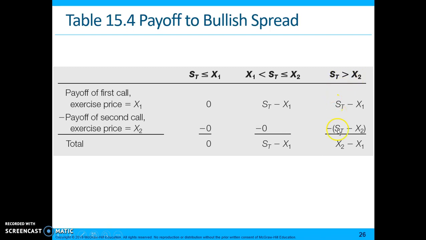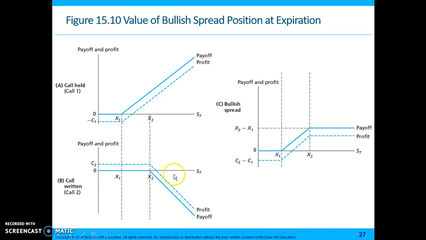So our payoff in this case, we have the stock price minus the lower strike price, and then we've got minus the stock price minus the higher strike, and minus a minus is a plus. So we have the higher strike minus the lower strike, and that's our maximum payoff from this strategy. We'll see the strategy on the graphs over here.